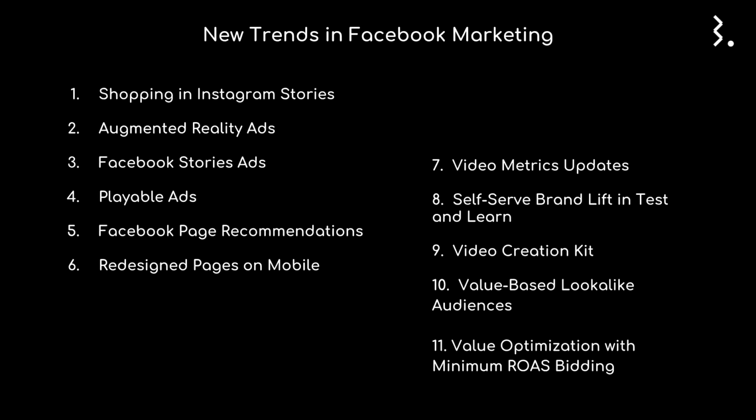Next we'll talk about the new trends in Facebook marketing that we are seeing nowadays. The first new trend that we are seeing is shopping on Instagram stories. This gives us an option to create a more interactive and engaging shopping experience by adding product stickers to our Instagram stories. An example of shopping tags in Instagram stories would be users viewing the story being able to get the product details and other information, and they'll also have the ability to click through to the website of that particular product and make a purchase.